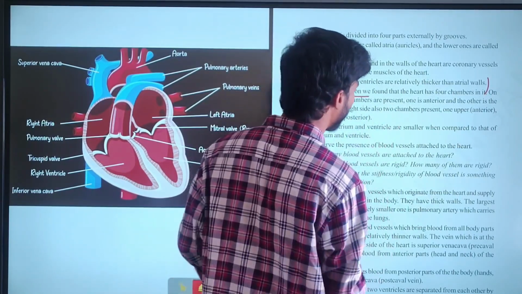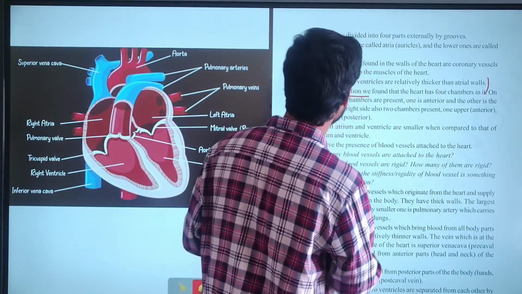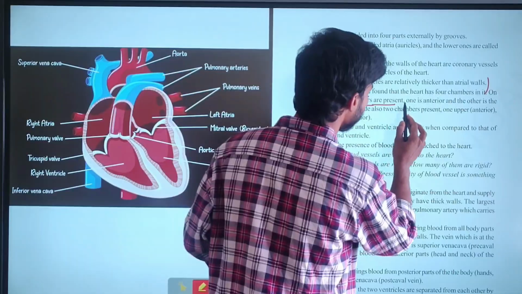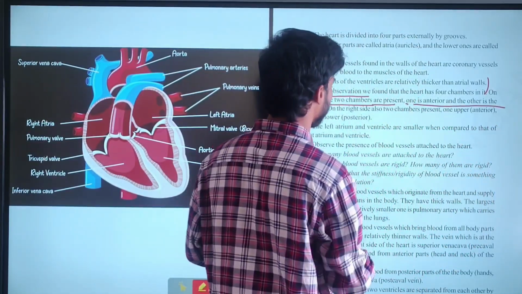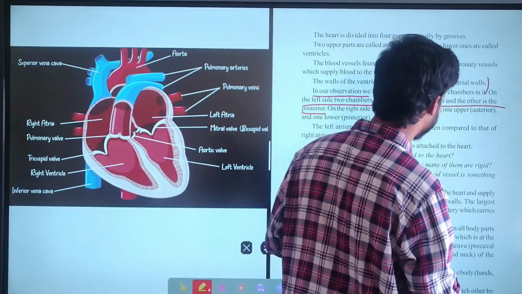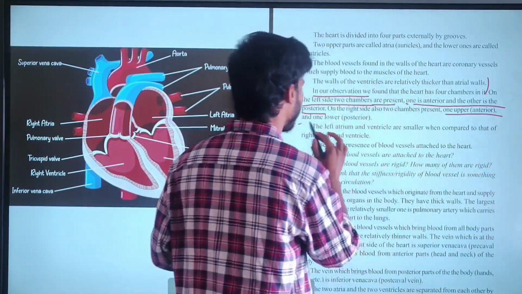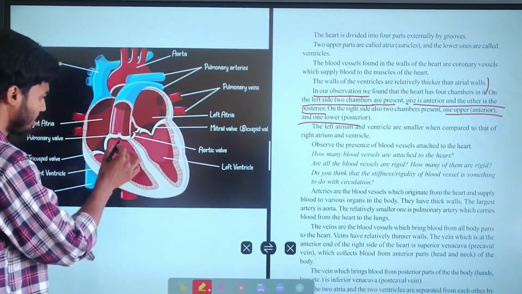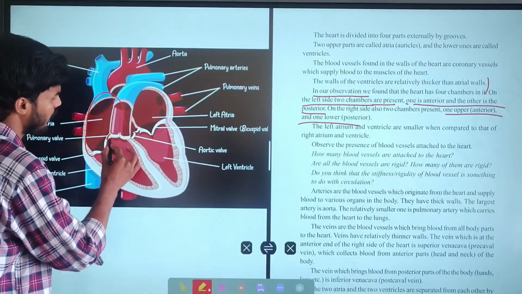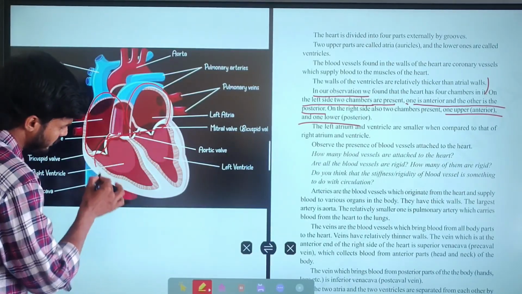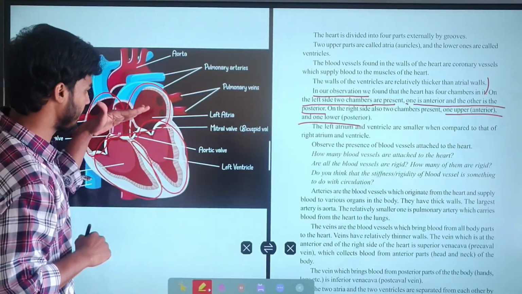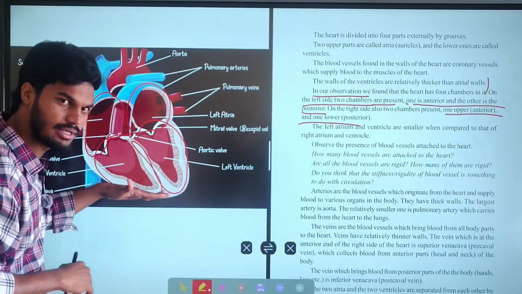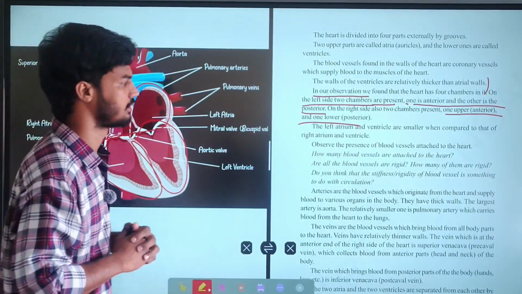In our observation, we found that the heart has 4 chambers. On the left side, 2 chambers are present, one upper and the other lower. On the right side also 2 chambers are present, one upper and one lower. Simply, it is divided into 4 chambers: upper chambers and lower chambers.